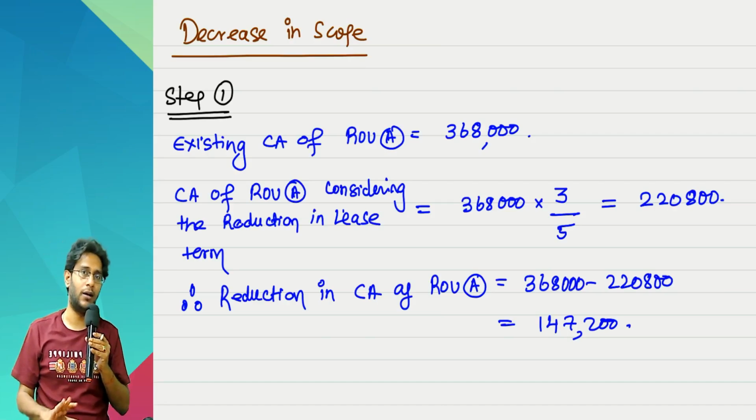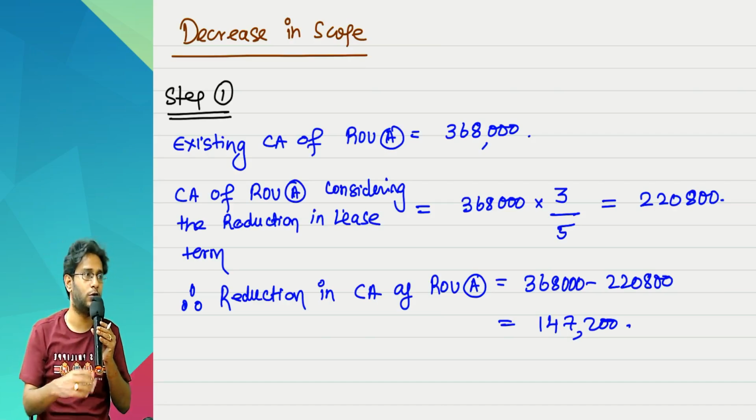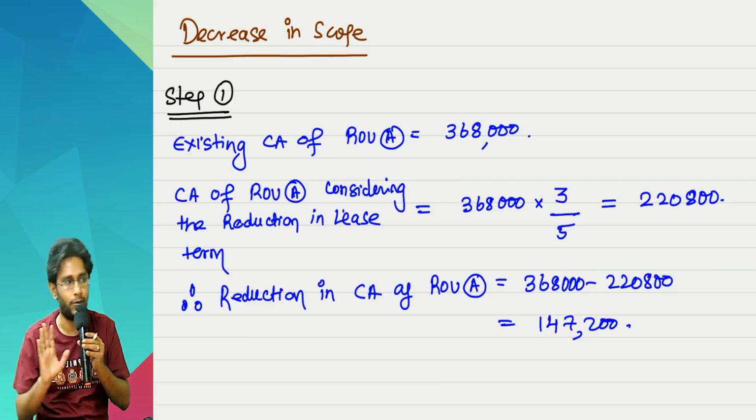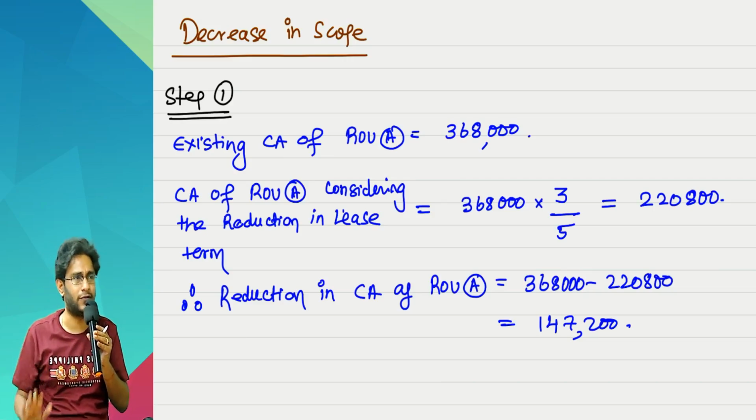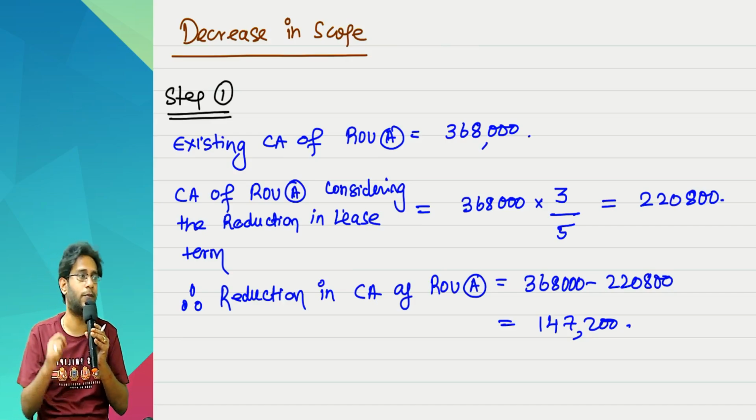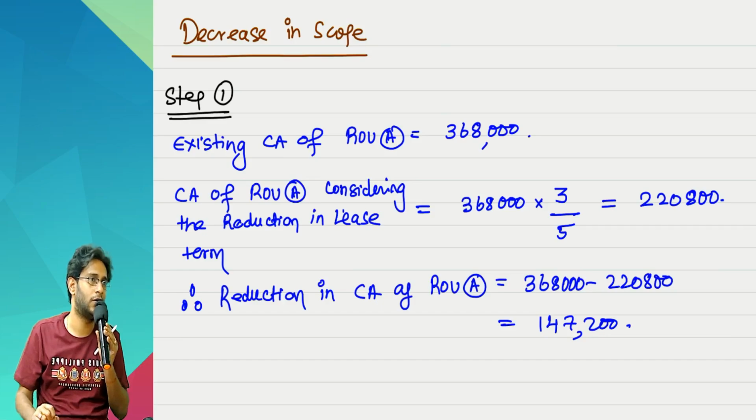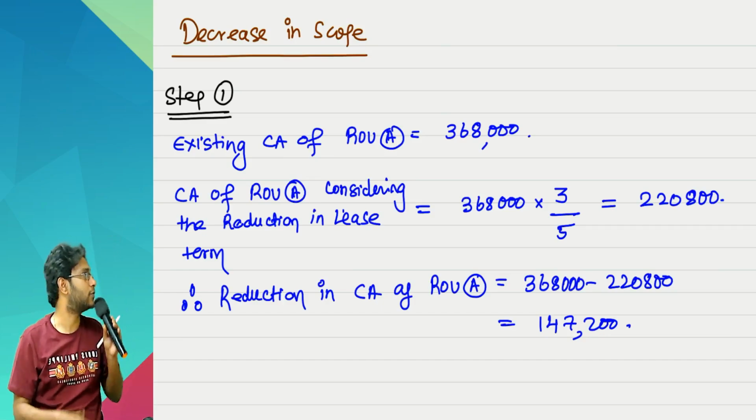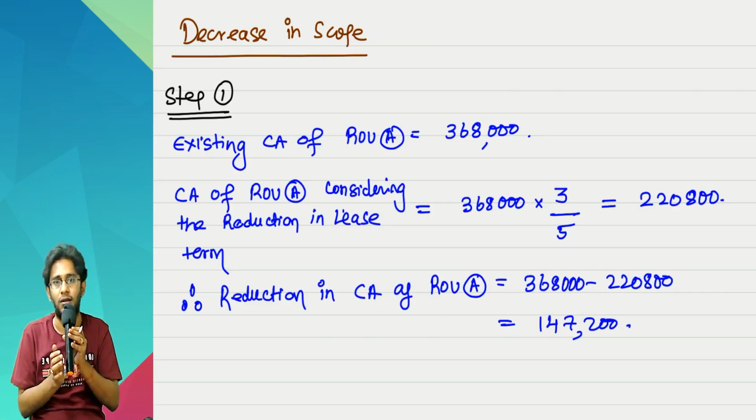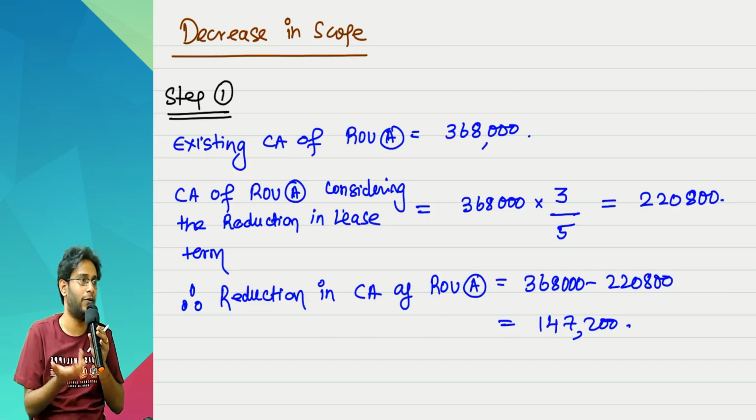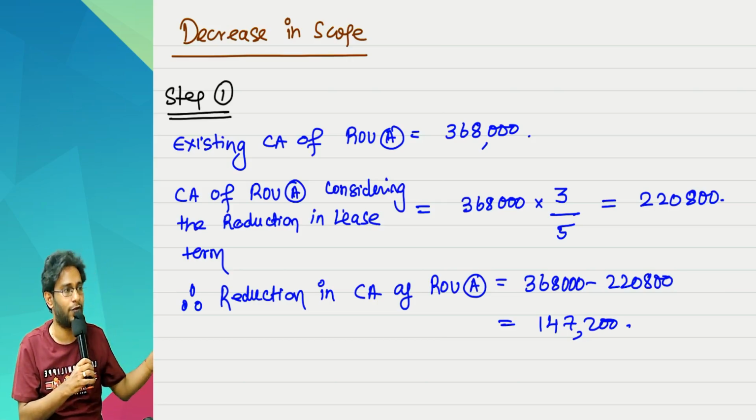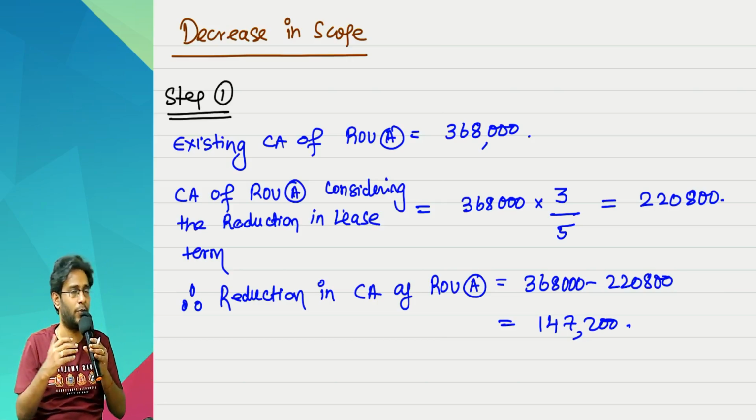You could have directly done 368,000 into 2 by 5, or 368,000 into 40%. There are different ways of doing it. I did not want to bring in that 40% because if I bring it in, it will carry over into step number 2 also. That's the reason I did it like this. Of course, you could have directly worked it out, because from 5 becoming 3 is a reduction of 2 by 5 only, so that's exactly 40%. 40% of 368,000 gives you 147,200. Same thing you can work out directly also.